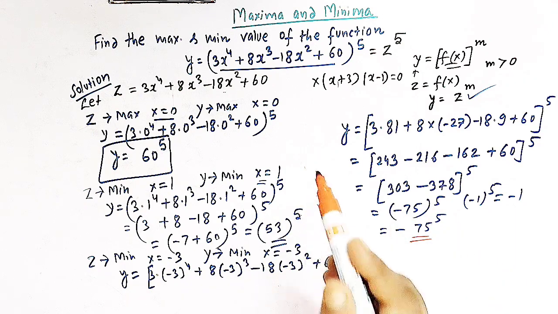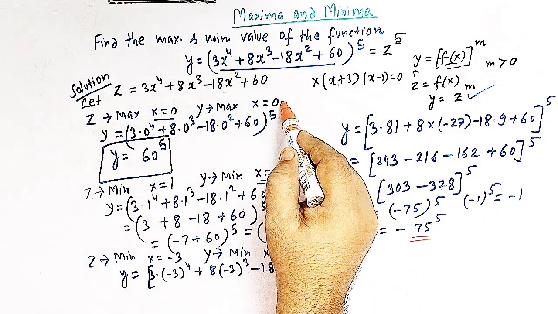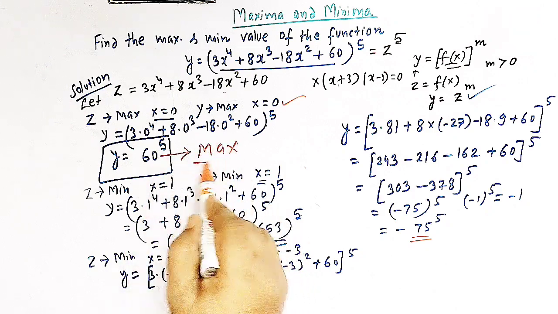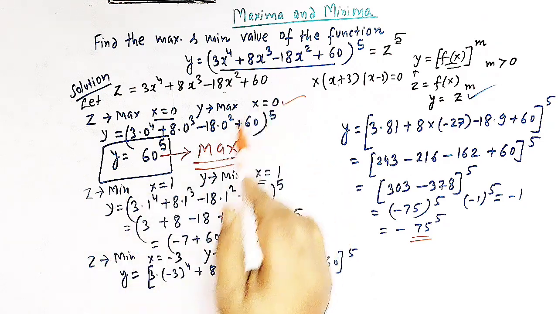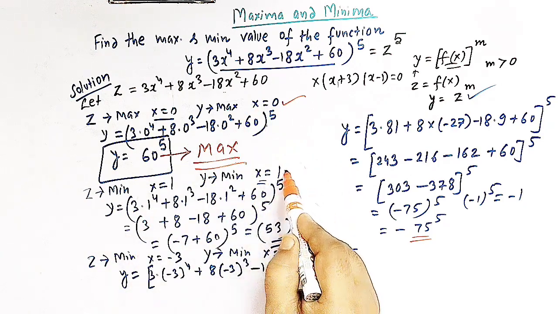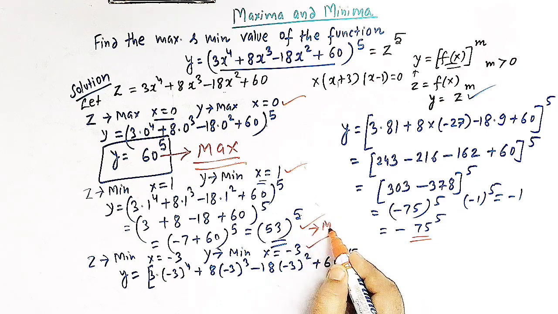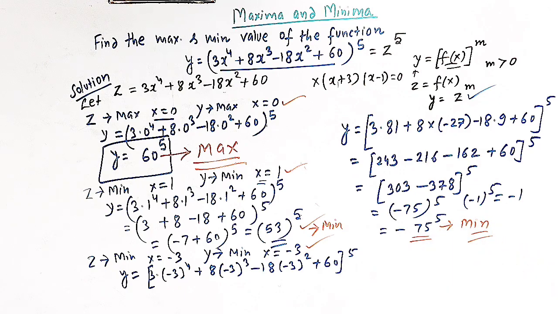Whereas here we have seen that this function y is maximum at x is equal to 0, and this is the maximum value, that is 60 raised to 5, and the minimum value occurs at 2 points, that is x is equal to 1 and x is equal to minus 3, and the minimum values are minus 75 raised to 5, and this is minimum, and here this is also minimum, right?